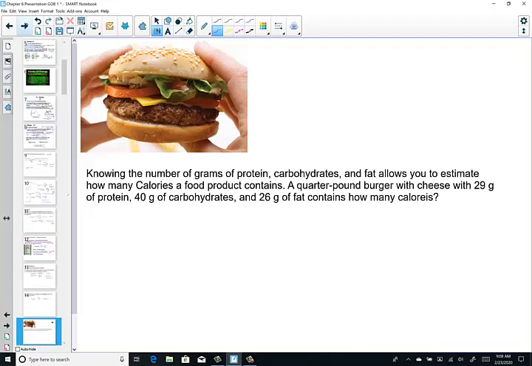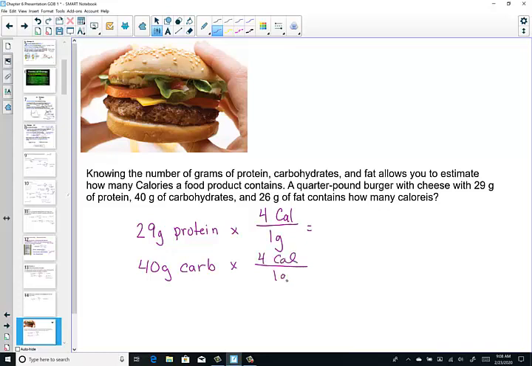Knowing the number of grams of protein, carbs, and fats allows you to estimate the food calories of any food product. So here's a quarter pounder with cheese. We have 29 grams of protein, and each gram will release 4 food calories. We have 40 grams of carbohydrates, which would also release 4 calories for every 1 gram. And there's 26 grams of fat, and that's going to release 9 calories for every 1 gram.